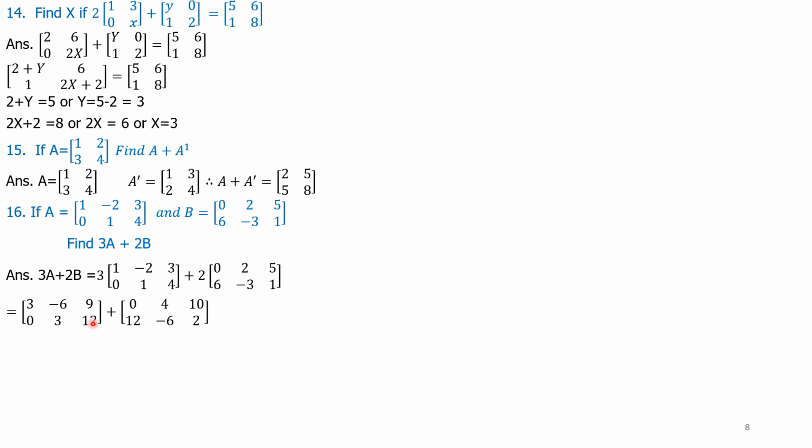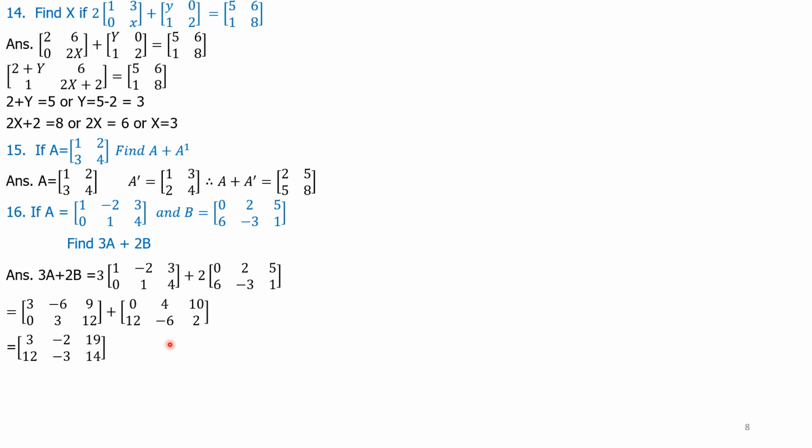Now we have to find 2B. So 2B is given here and multiply each element of matrix B by 2. Therefore, 2 into 0 is 0, 2 into 2 is 4, 2 into 5 is 10, 2 into 6 is 12, 2 into minus 3 is minus 6, 2 into 1 is 2. So we have got 3A and 2B. Now we have to find 3A plus 2B. Plus we have to add it. Add the first matrix by second matrix.